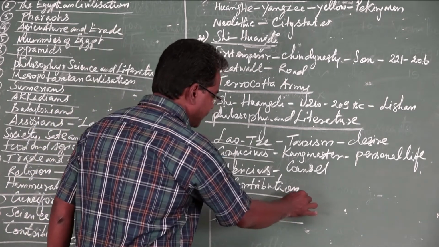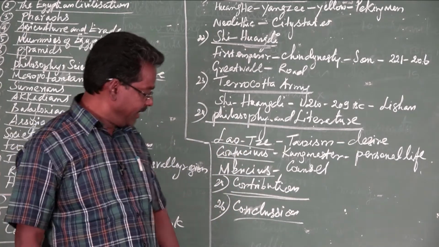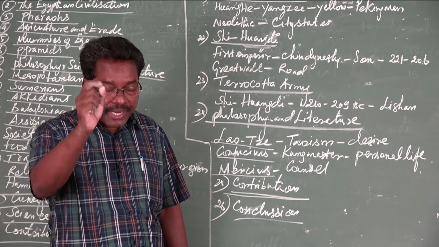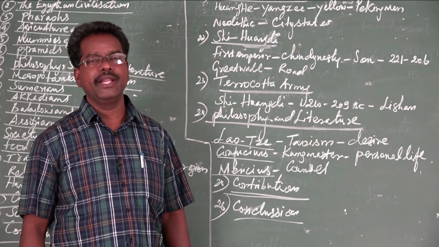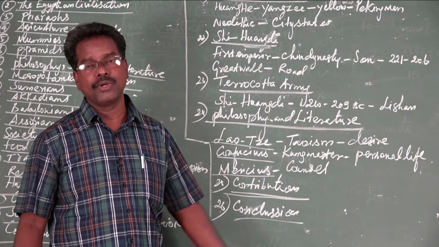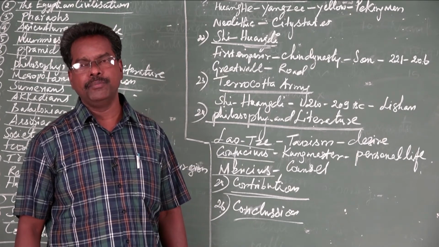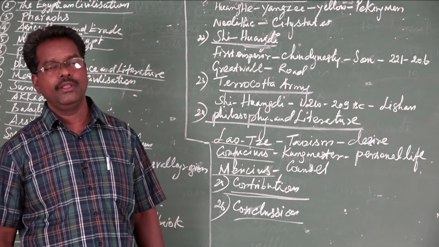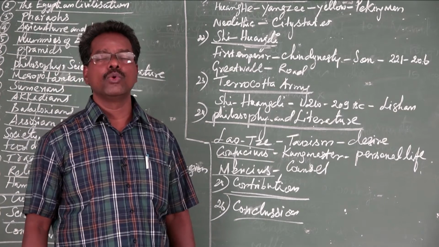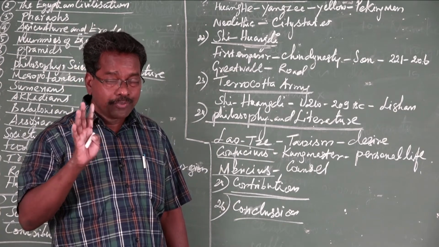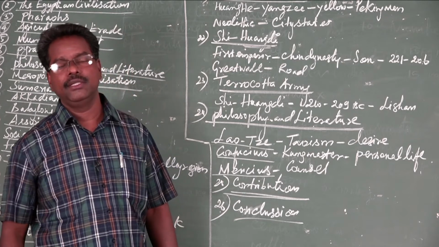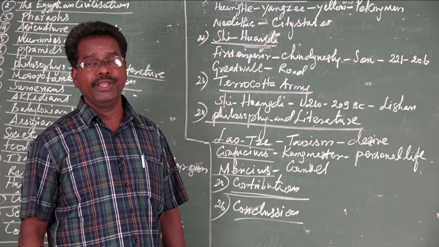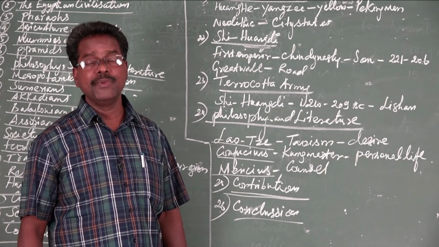Contribution of Chinese civilization. The Chinese contributed the invention of writing. After the invention of writing, they invented paper also. After the invention of paper, they invented gunpowder also. Next, they established the Silk Road. These four are very important contributions of Chinese civilization: invention of writing, invention of paper, invention of gunpowder, and establishment of the Silk Road.